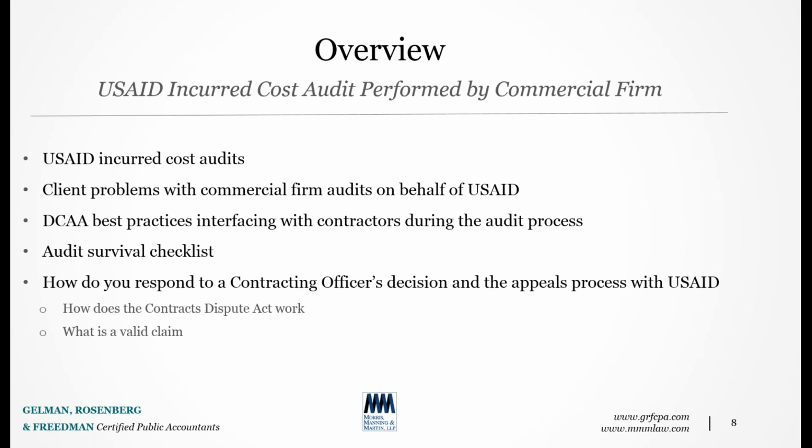Because we don't have a rule book, let's say, for how USAID should interface with contractors, we go back to when they use DCAA, and DCAA has all kinds of procedures and policies, and so we use that as a sense of best practices. We'll also have an audit survival checklist, and then the legal team will be talking especially about how to respond to a contracting officer's decision and the appeals process. So there's a lot of good stuff here, and we hope that it's helpful to you.